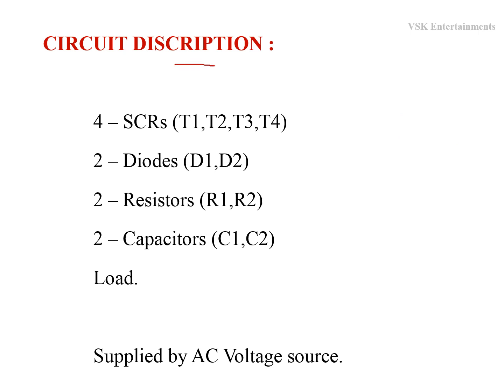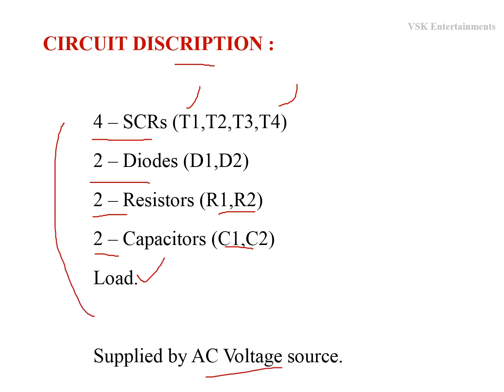Consider the circuit description of AC choppers. AC choppers mainly consist of 4 SCRs, T1 to T4, 2 diodes D1 and D2, 2 resistors R1 and R2, 2 capacitors C1 and C2, and a load, and this entire circuit is supplied by an AC voltage source.